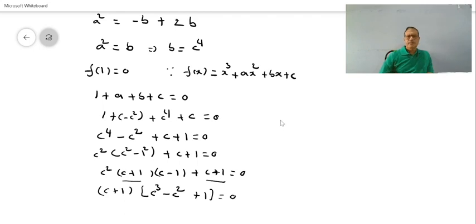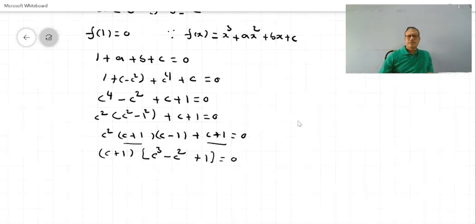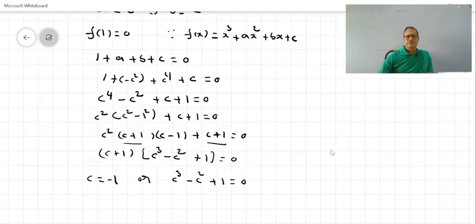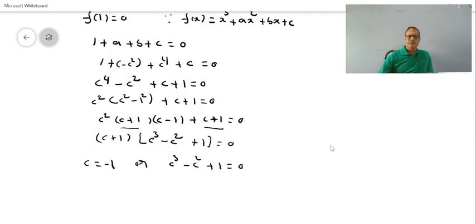So one root is c plus 1 equals 0, that is c is equal to minus 1. Or, c cube minus c square plus 1 is equal to 0. Given c is an integer, c is equal to minus 1, and this equation cannot have integer roots. c cube minus c square plus 1 is equal to 0 has no integer roots.